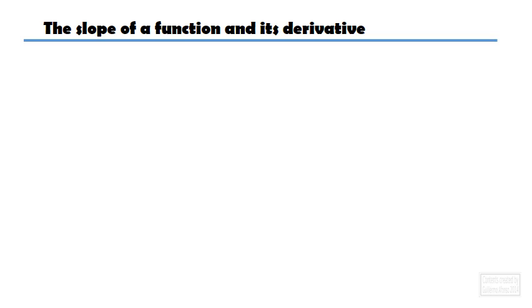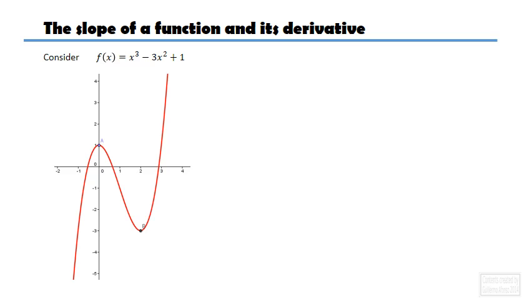I'm going to explain how we can use the slope of a function and its derivative to talk about maximum and minimum points and the growth of the function. So let's go ahead and do this. First of all, consider the following function. It's a very simplistic one. I'm just trying to keep things simple. Here it is, plotted.